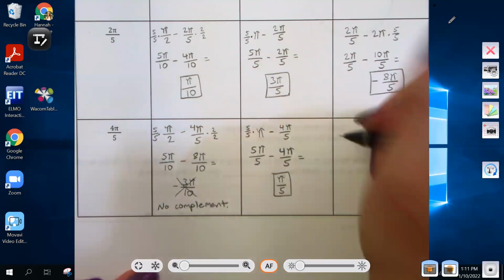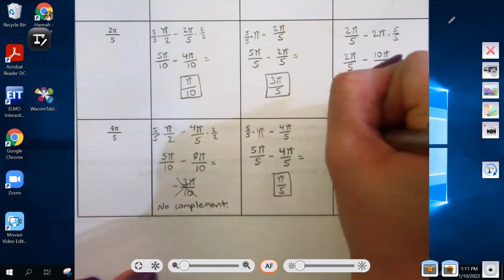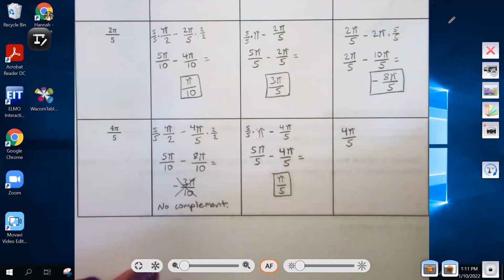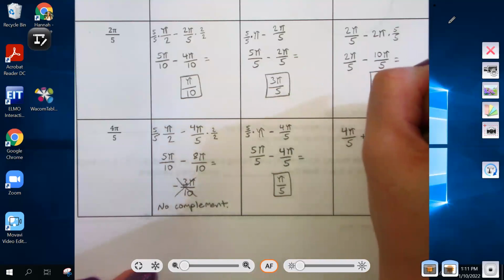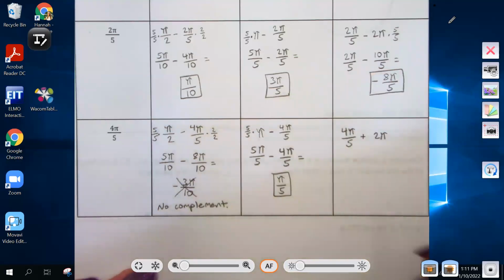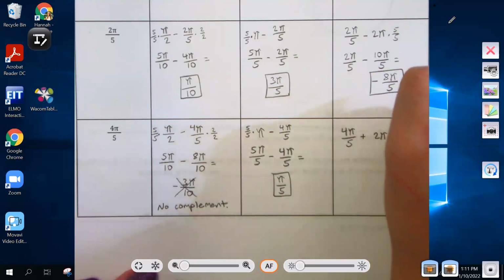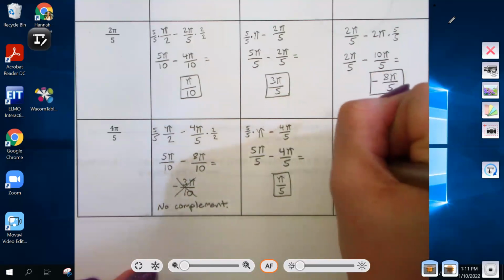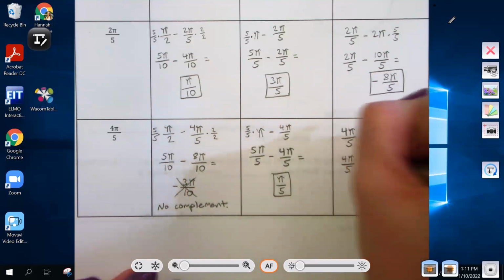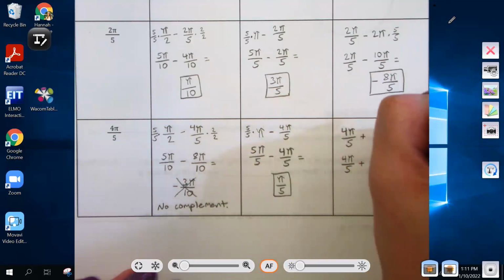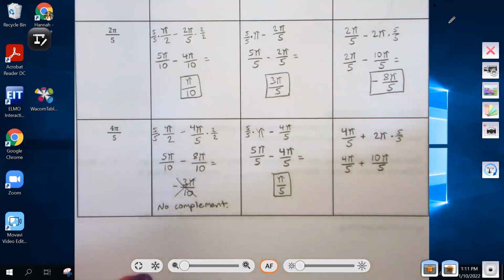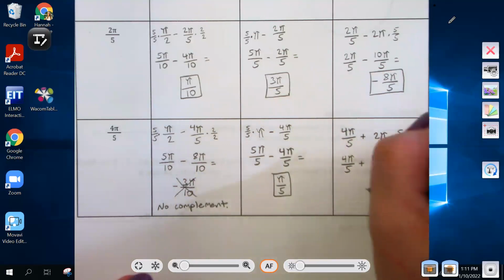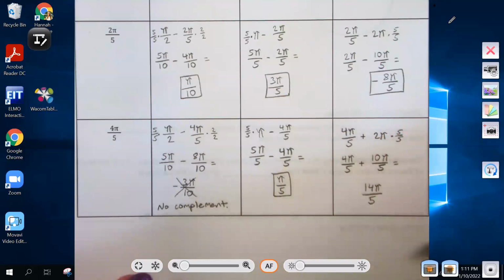All right, to find a coterminal angle, we start with 4 pi over 5. You want to add or subtract? Add 2 pi. We need 2 pi to have a denominator of 5, so we need to multiply by 5 over 5. 4 pi over 5 stays the same. We get 10 pi over 5. 14 pi over 5.